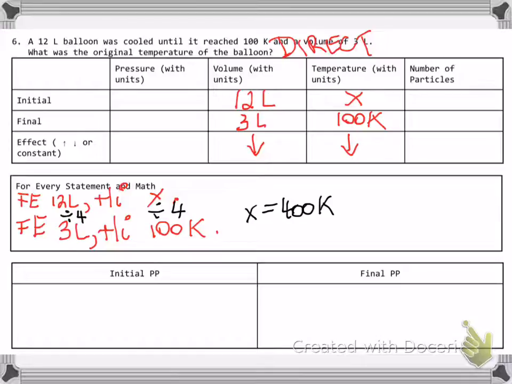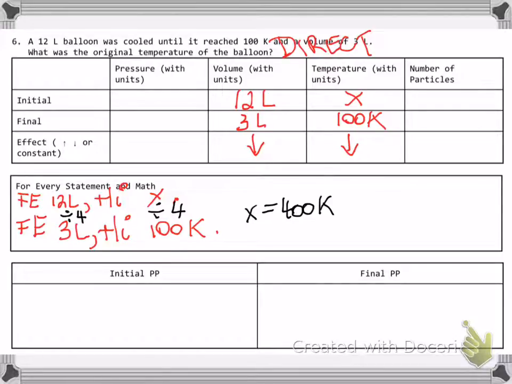Take a look at it, make sure that it makes sense. Did we expect our X to be bigger than 100? Absolutely, and it is. It's 4 times bigger than the final temperature, just like the initial volume was 4 times bigger than the final volume.